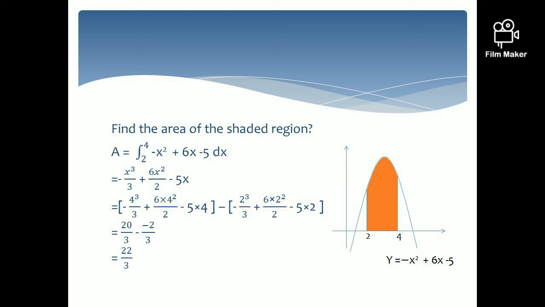If you integrate this, you will get the answer minus x cubed over 3 plus 6x squared over 2 minus 5x. Then you have to substitute the upper boundary 4, minus substitute the lower boundary 2. There you get the final answer 22 over 3. Therefore, the value of the shaded region is 22 over 3.